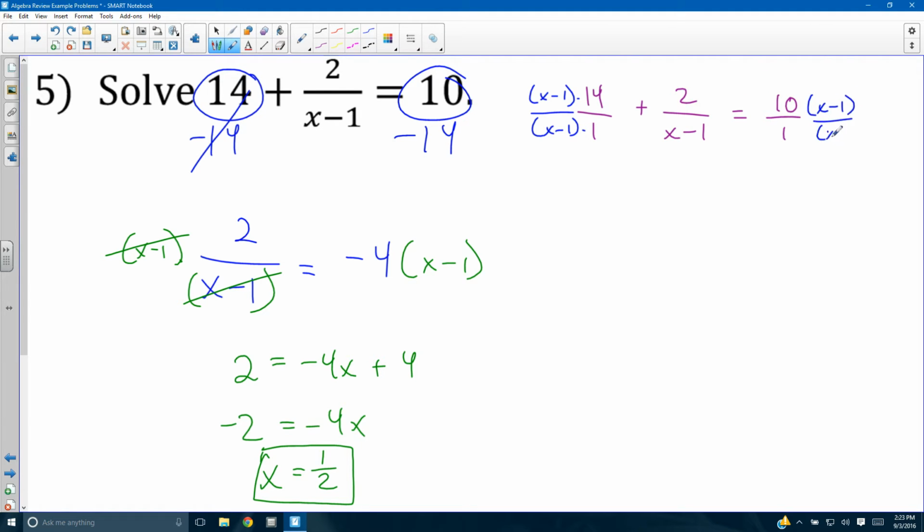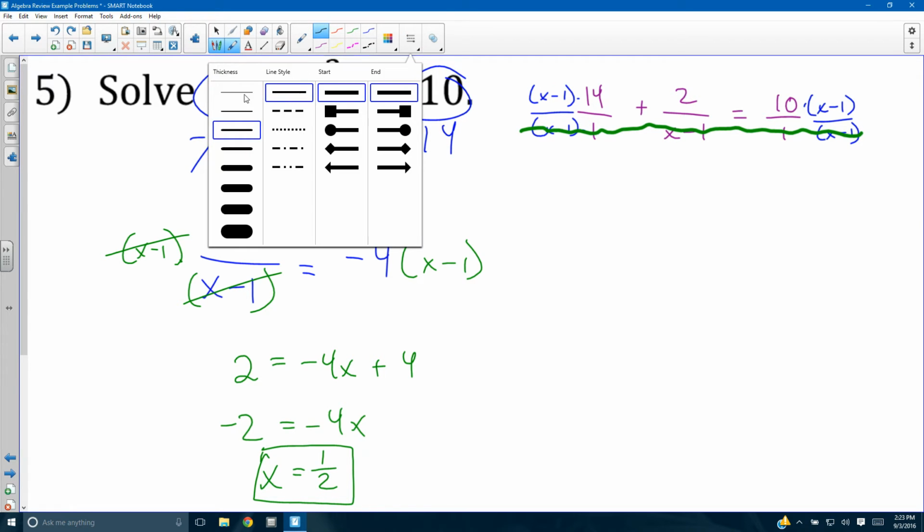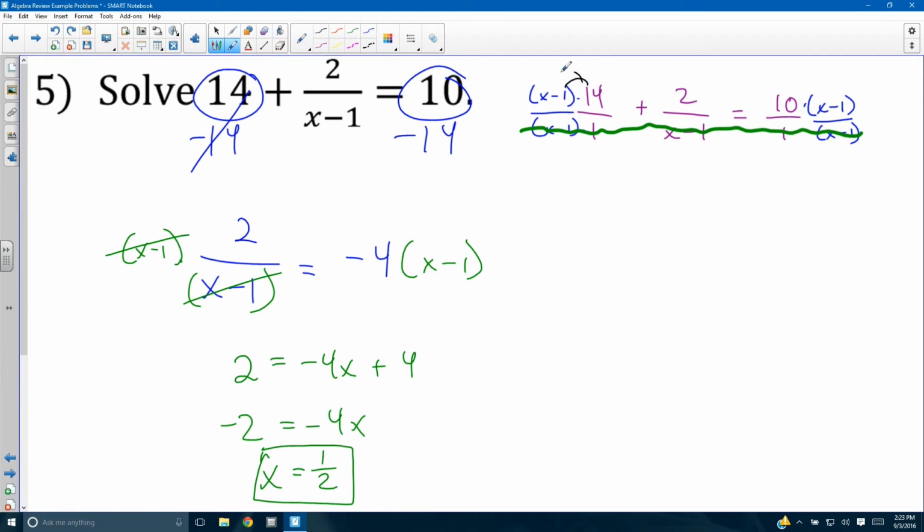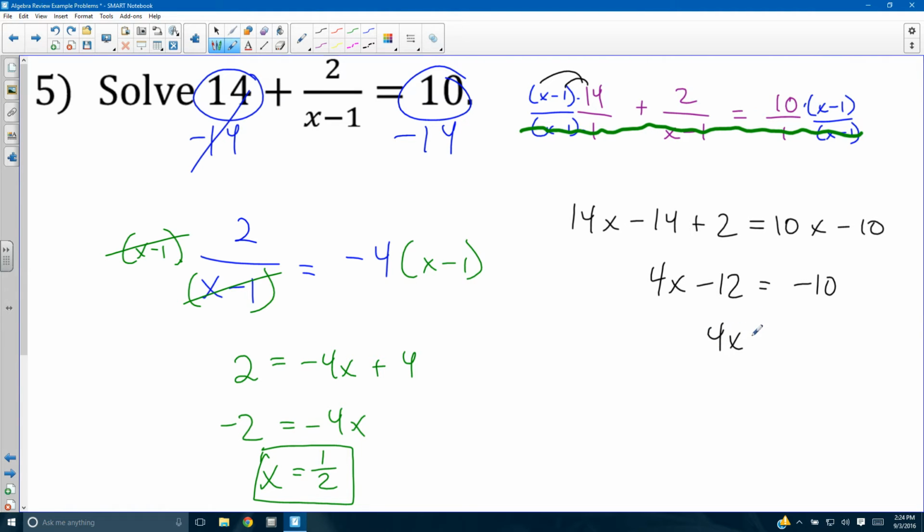Now, because we're in an equation, and because we have a common denominator, we can now multiply both sides by x minus 1, and what happens is the denominator essentially goes away. So all that's left is what's up at top. So now I have, distributing, 14x minus 14 plus 2 equals 10x minus 10. Subtract 10x, you get 4x. Combine like terms here, you get negative 12. And here you have a negative 10. Add 12, you get 4x equals 2.